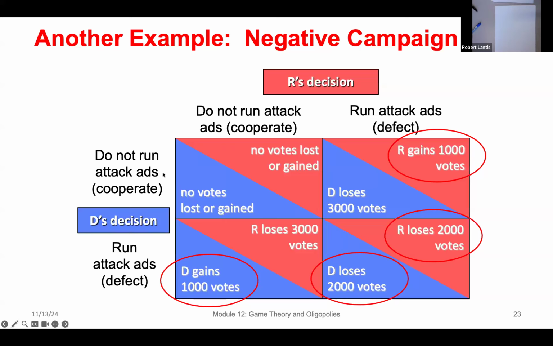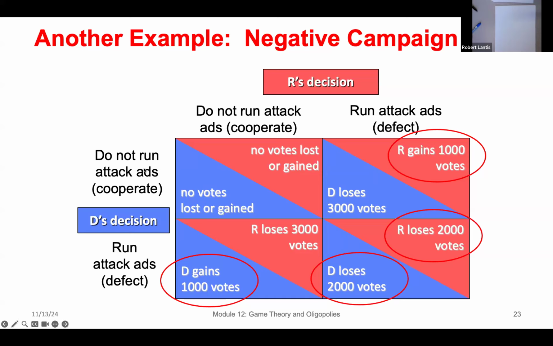So if the other candidate does not run attack ads and I don't, I gain no votes. But if I do, I get 1,000. So that's going to be my best response. If the Republican runs attack ads, what should the Democrat do? If they don't play that game, they're going to lose 3,000 votes, whereas if they also run attack ads, they're only going to lose 2,000. Same kind of incentives exist. I kept these payoffs symmetric.